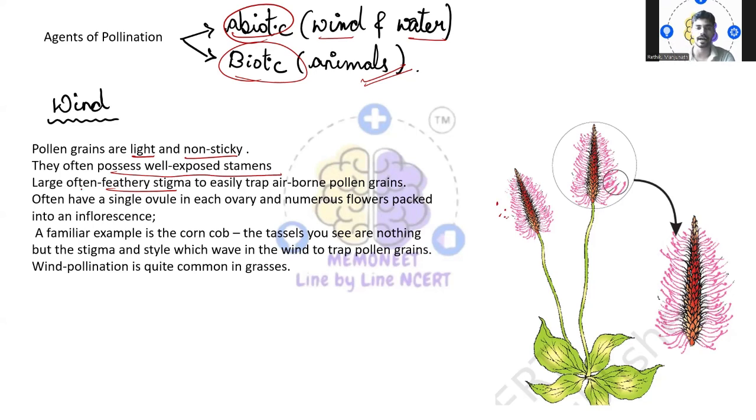And often they have a single ovule in each ovary and numerous flowers packed into an inflorescence. One familiar example is the corn cob. When you see a corn cob, the tassels that we normally see are nothing but the stigma as well as the style, which wave in the wind to trap the pollen grains. Another thing is that wind pollination is most common in the grasses also.